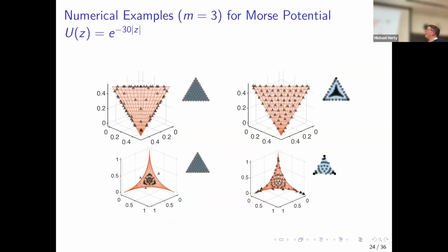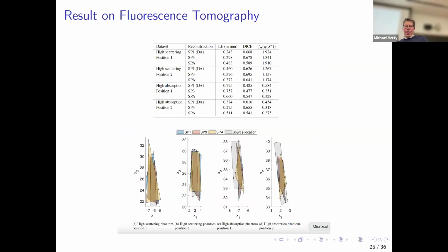And just to show this, you can also do this with 3 objective functions. It looks more fancy, but it's the same idea. So I will skip this. Then we now apply this to the fluorescence tomography.